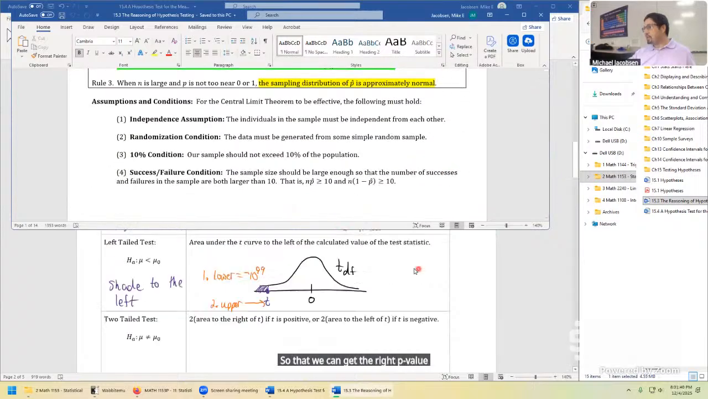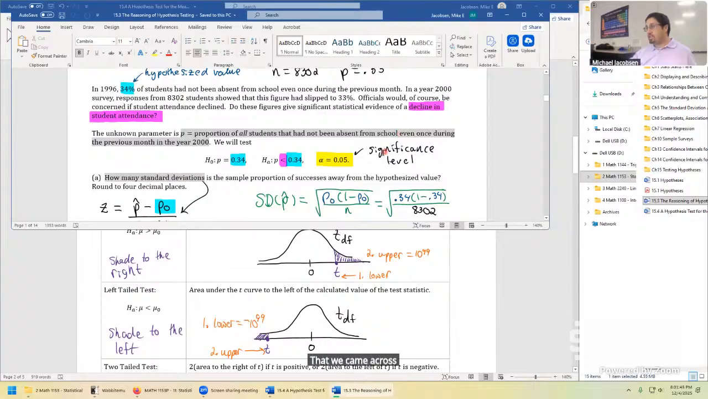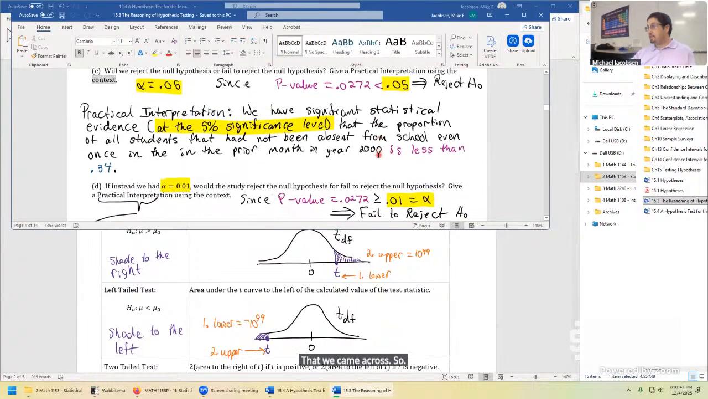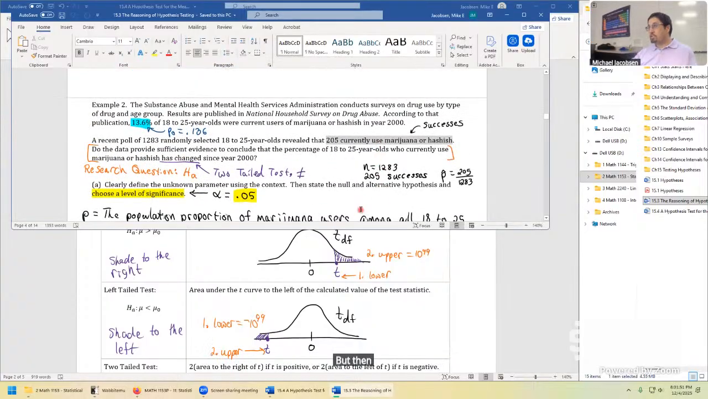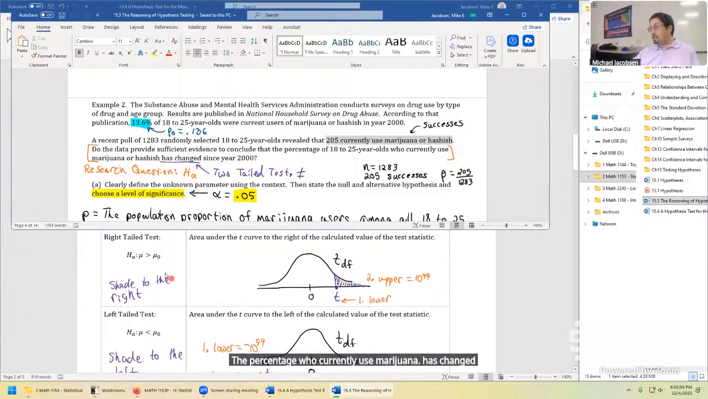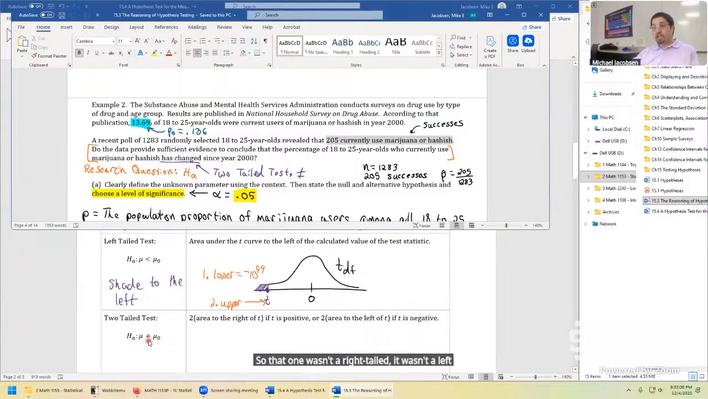Let's do a quick review of some of these that we came across. So example 1 was kind of a warm-up example, but then right down here, example 2 is where it started. Example 2 is saying, do the data provide sufficient evidence to conclude the percentage who currently use marijuana has changed? That doesn't mean go up or down. So that one wasn't a right-tailed, it wasn't a left-tailed. Looking for change in either direction was the two-tailed test.